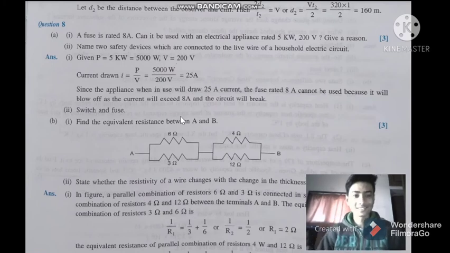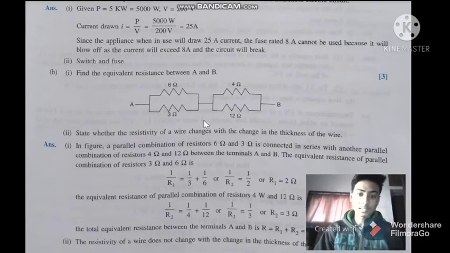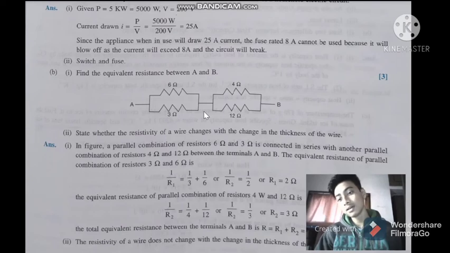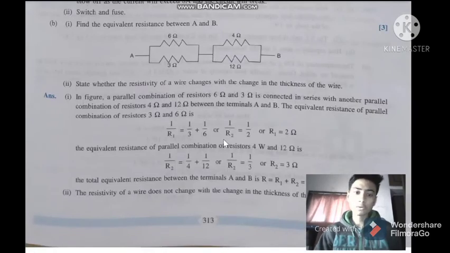Let's go forward. Name two safety devices which are connected to a household circuit. Switch and fuse. Easy. Now here, find the equivalent resistance. If you are not practicing your maths in current electricity well, you would find it difficult. But if you practice, it's going to be very easy. See, these solutions I'm going to tell you simply.